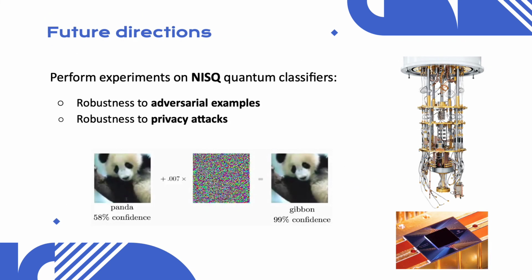Our results readily imply generalization and adversarial robustness guarantees for quantum machine learning. Future directions include experimental tests of robustness to adversarial and privacy attacks on noisy quantum classifiers.